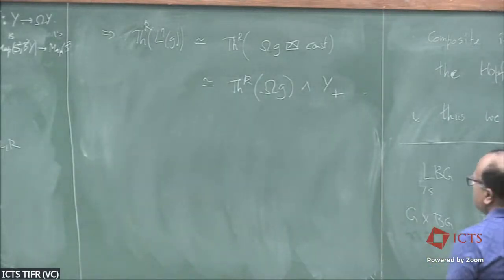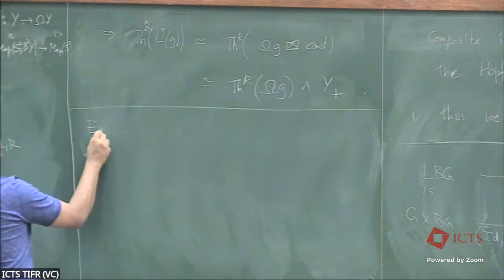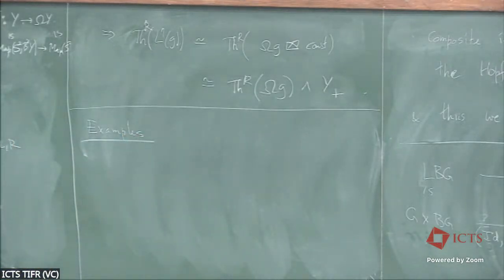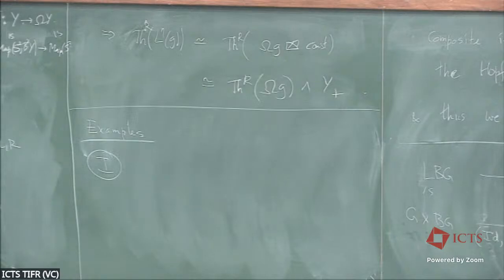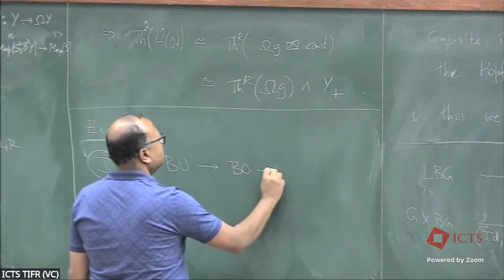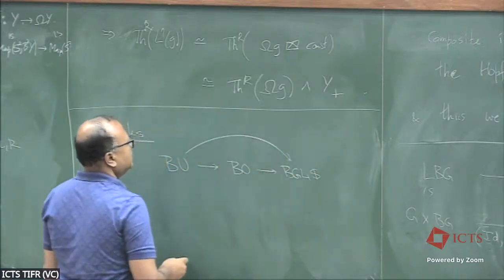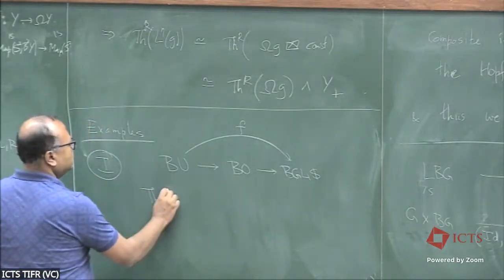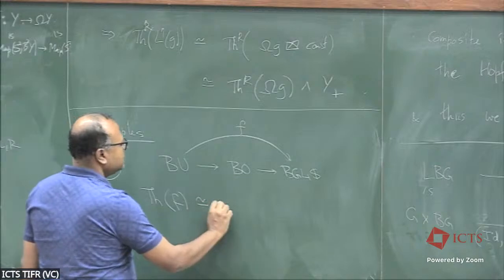Now let's do examples. The first example is, we know that if you look at BU to BO and you go all the way to BGL1S, and let's call this map F, then we know that, I will not write the decoration here because it's a sphere spectrum, the Thom spectrum of F is MU.